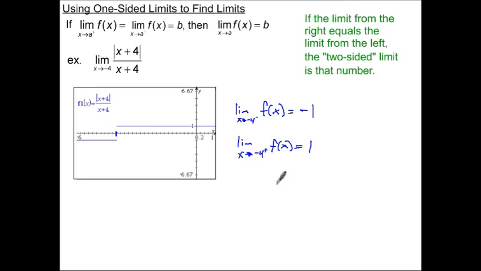Okay, therefore, the limit as x approaches -4 from both sides of the function does not exist. Okay, again, if these two numbers were the same, we would say that number, whatever that number happened to be. Since those were different, we say it does not exist.